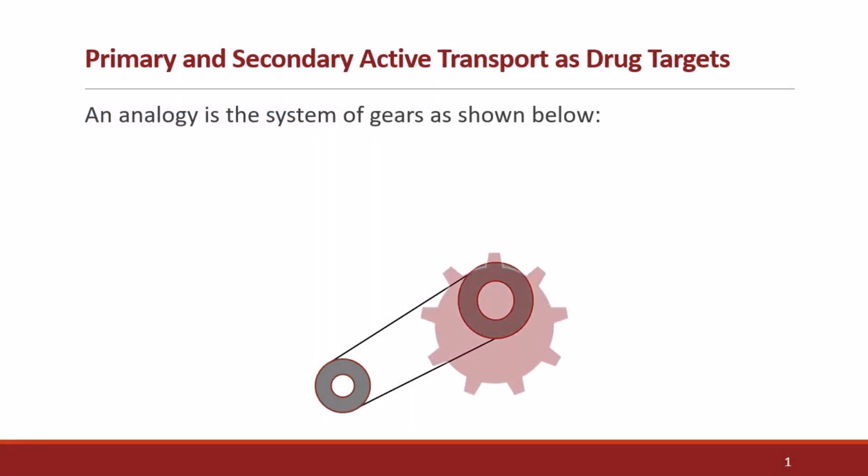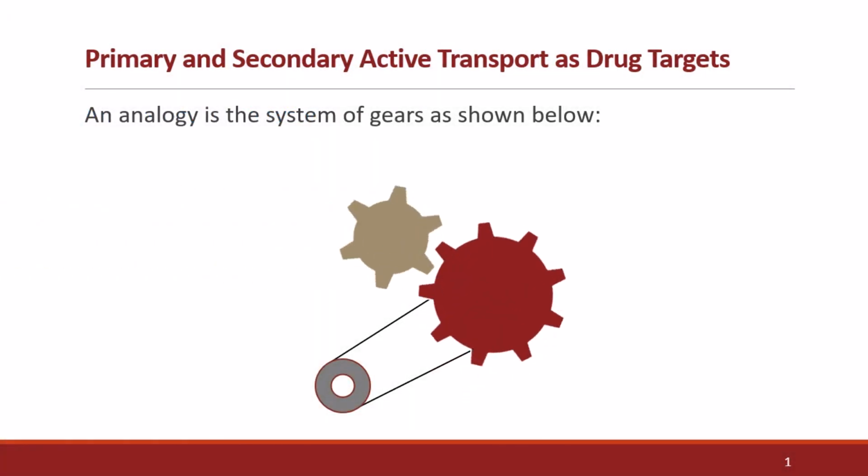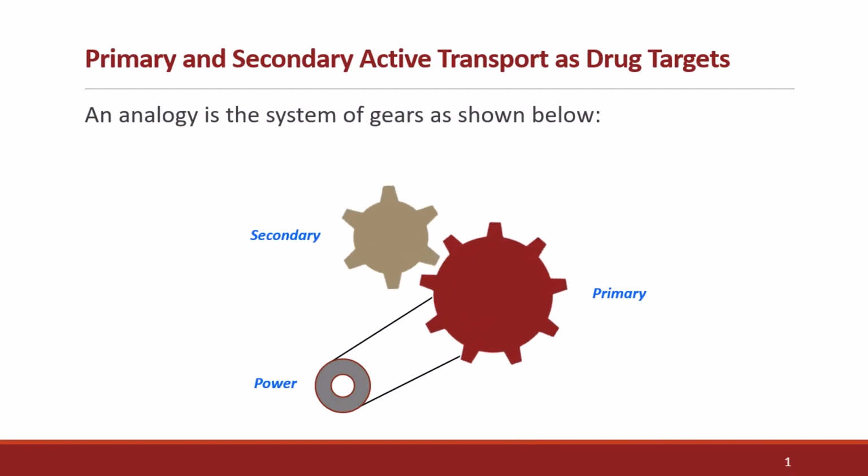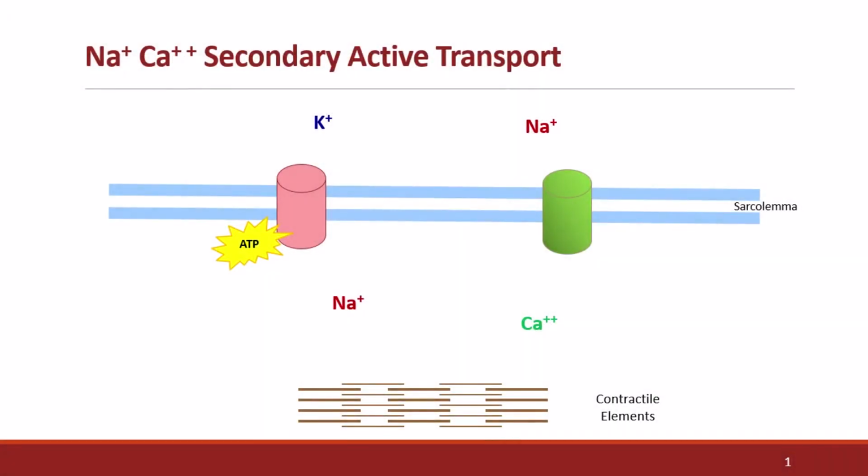An analogy is the system of gears as shown here. This slide schematically shows how normally a primary active transport moves sodium and potassium in opposite directions, while a secondary active transport moves sodium inwards and calcium outwards, completing the rotation of sodium and preventing buildup of calcium inside the myocardial cells.